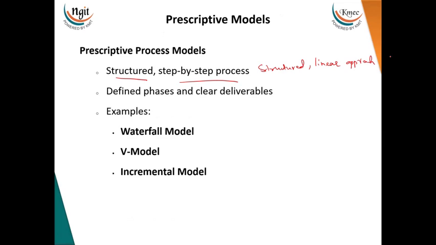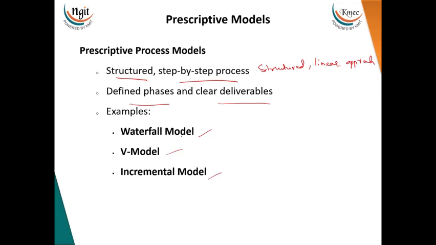Here each phase has clear objectives and deliverables, and they are prescriptive because there are pre-written rules that tell the team exactly what to do at each and every step. The process is defined in advance, and it proceeds through a series of well-organized phases, which we already discussed: requirement gathering, design, coding, testing, and deployment. So these are defined phases with clear deliverables. Examples are the waterfall model, V model, and incremental model.